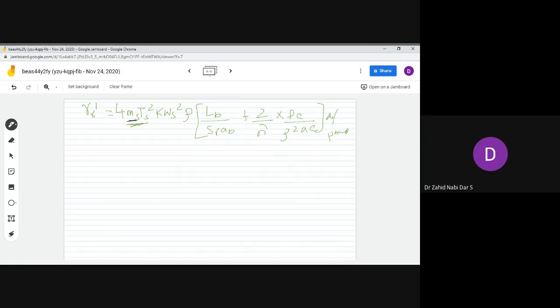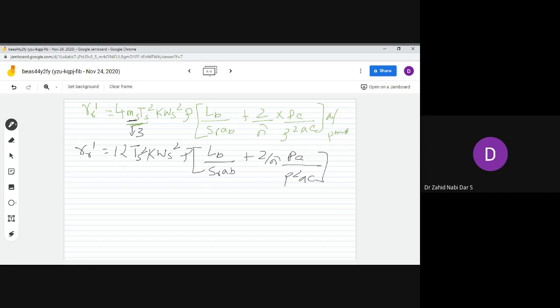So this is the final expression. Now if you substitute the value of ms, that would be equal to 3. Then you get this rr dash equal to 12. Instead of ms you can substitute 3 because it is a 3 phase network. Ts square kws square rho lb, sr ab plus 2 pi de, and this p square ae, and this is in ohms per phase.